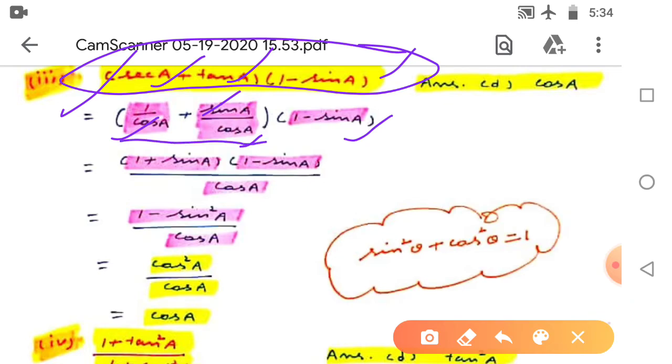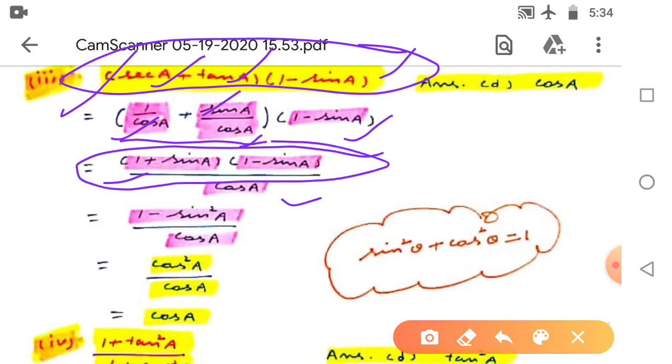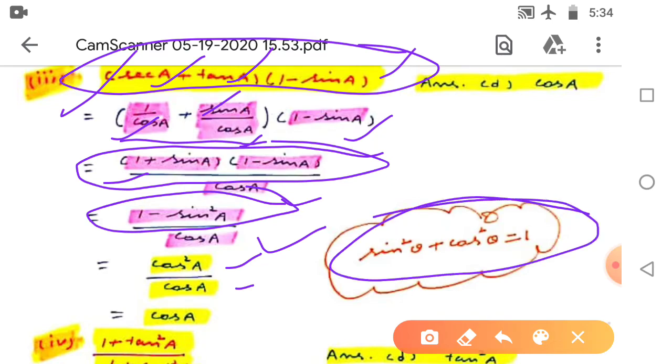You take the LCM, cos a is the LCM, so it becomes 1 plus sine a into 1 minus sine a upon cos a. When you multiply 1 plus sine a with 1 minus sine a, we get 1 minus sine square a, and the denominator is cos a. Okay, so 1 minus sine square a is equal to cos square a. Why? Because sine square theta plus cos square theta is 1.